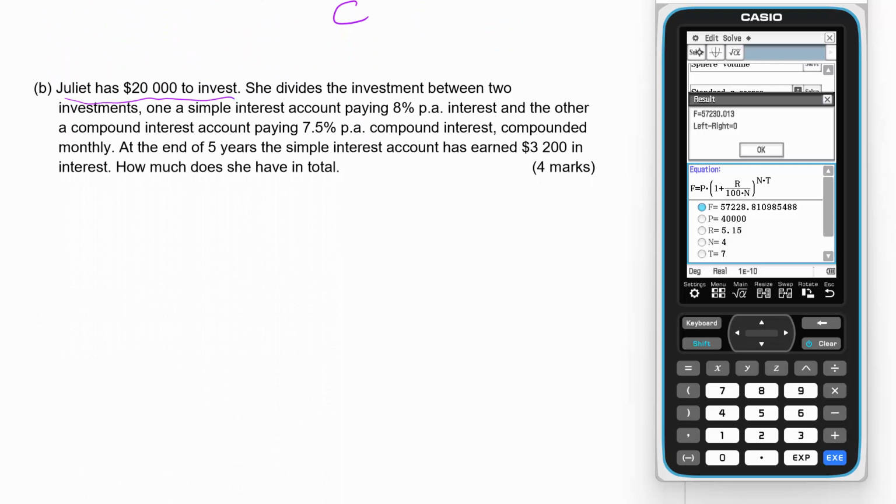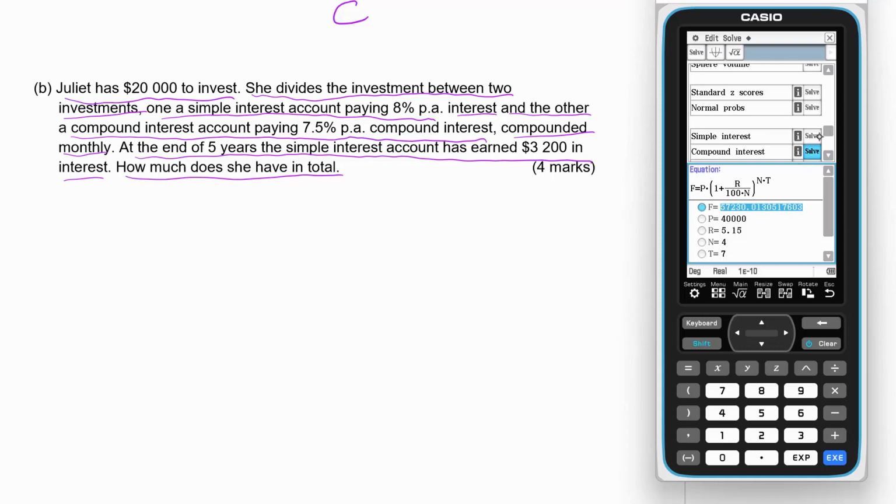Juliet has 20,000 to invest. She divides the investment between 2 investments, one a simple interest account paying 8% per annum interest, and the other a compound interest account paying 7.5% per annum compound interest, compounded monthly. At the end of 5 years, the simple interest account has earned 3,200 in interest. How much does she have in total?